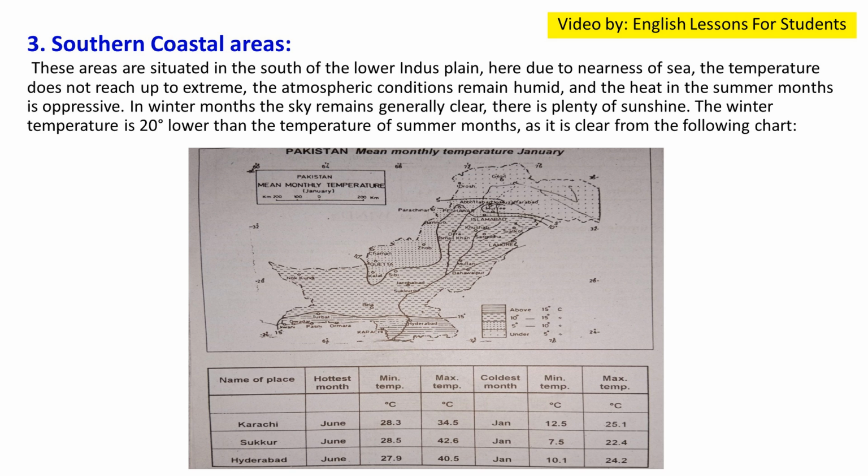Sukkur, hottest month June. Minimum temperature 28.5, maximum temperature 42.6 degrees centigrade. Coldest month is January. Minimum temperature 7.5 degrees centigrade and maximum temperature is 22.4 degrees centigrade. Hyderabad, hottest month June. Minimum temperature 27.9 degrees centigrade. Maximum temperature 40.5 degrees centigrade. Coldest month is January, and minimum temperature is 10.1 degrees centigrade and maximum temperature is 24.2 degrees centigrade.